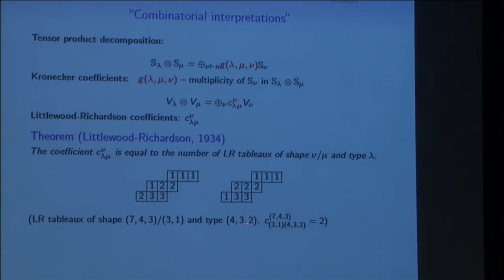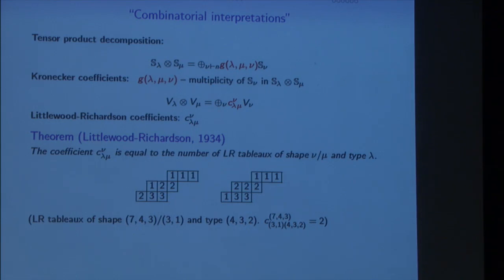These are the tensor product for representations corresponding to (4,3,2) and (3,1). Then we're looking for the multiplicity of (7,4,3) in here, and it amounts to counting the number of this type of Littlewood-Richardson tableau. And in this case, there are just 2, and we are done in some sense.